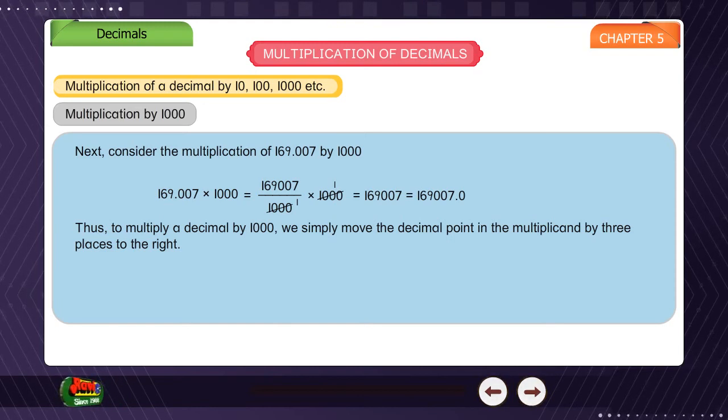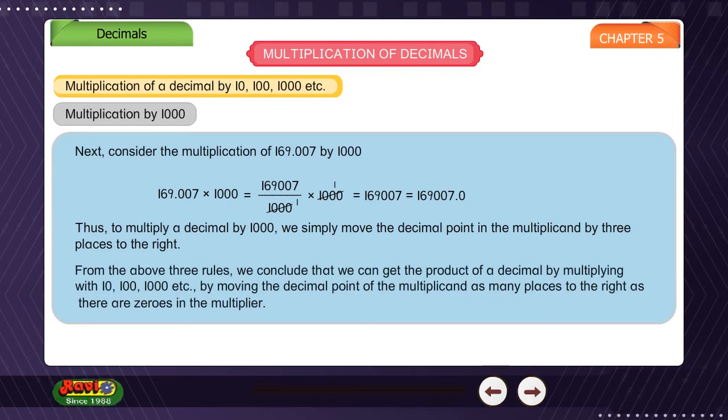From the above 3 rules, we conclude that we can get the product of a decimal by multiplying with 10, 100, 1000, etc. by moving the decimal point of the multiplicand as many places to the right as there are zeros in the multiplier.